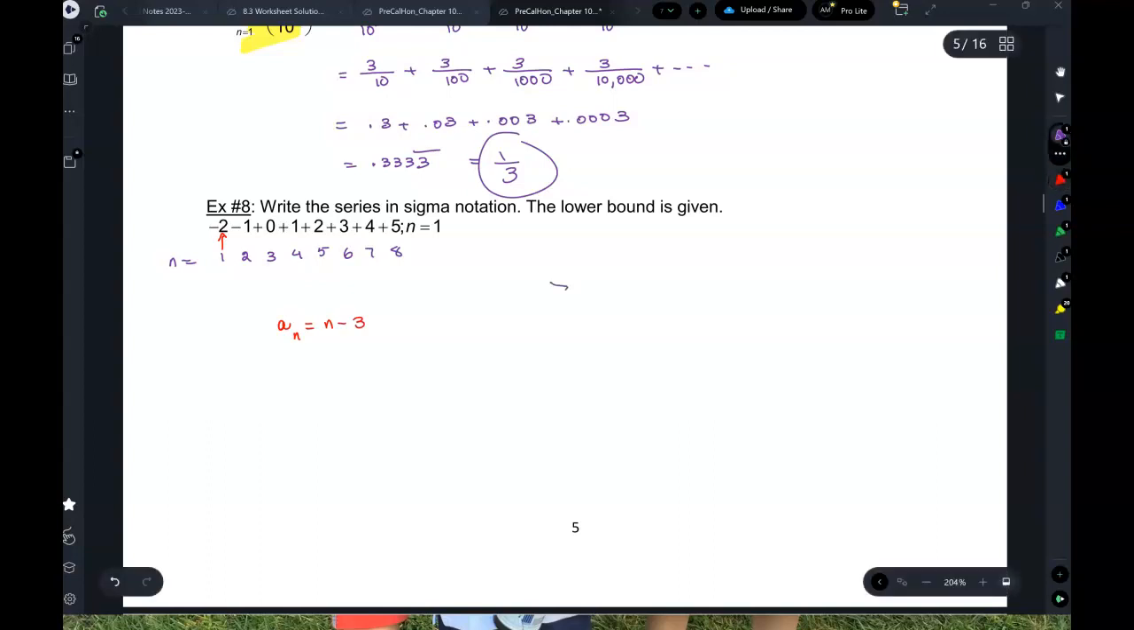So now, when you write your sigma, the lower bound is given. So this is n equals 1. And then what's the highest number you're going to? This goes from the first number to the 8th number. So the last number is k. So it goes up to 8. And then in here you put n minus 3. Put it in parentheses. Okay? All right.